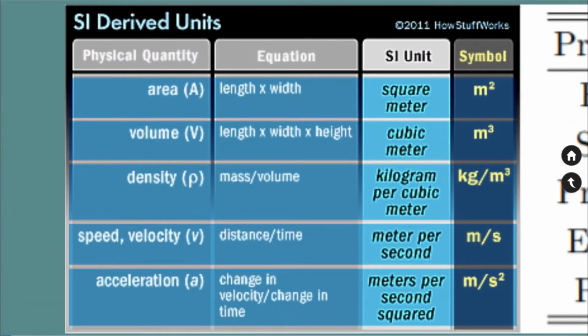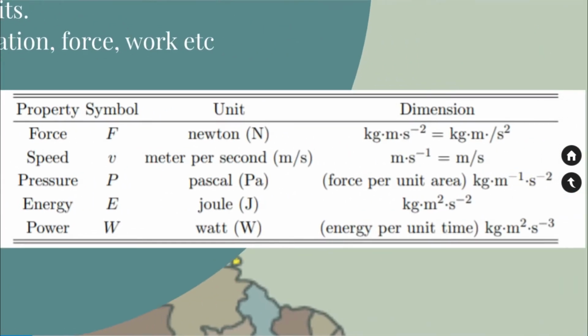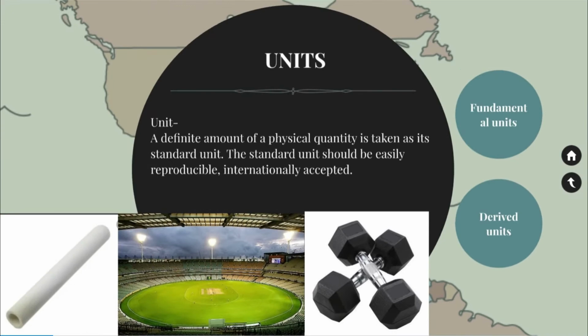In this chart you can see the physical quantities area, volume, density, velocity, and acceleration, and how they are derived from the fundamental quantities. Similarly, the formulas for force, speed, pressure, energy, and power are all derived from the fundamental quantities.